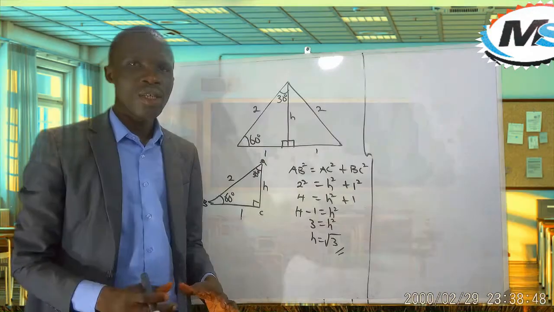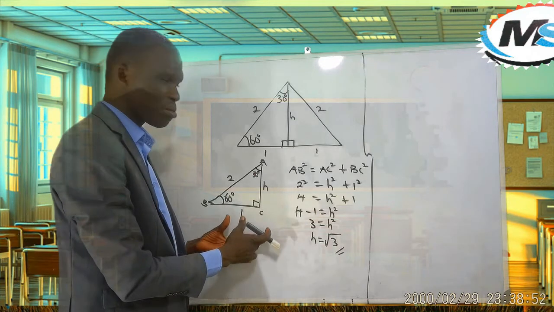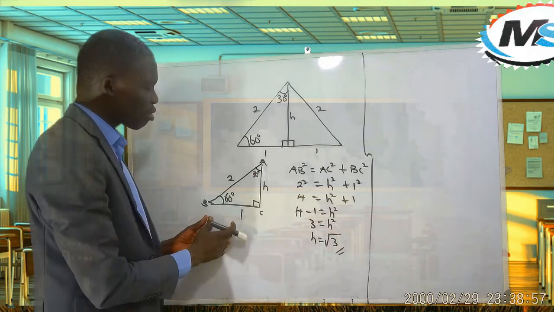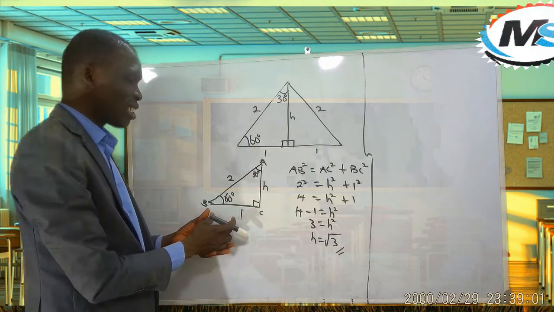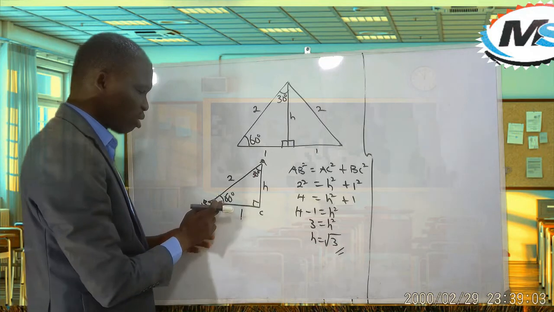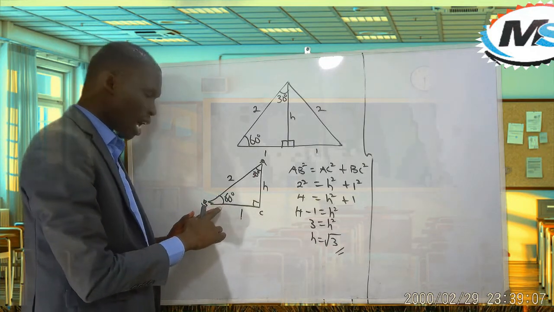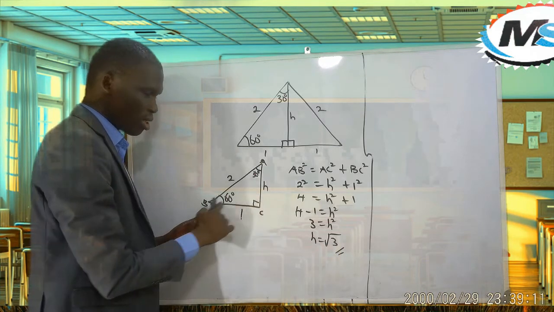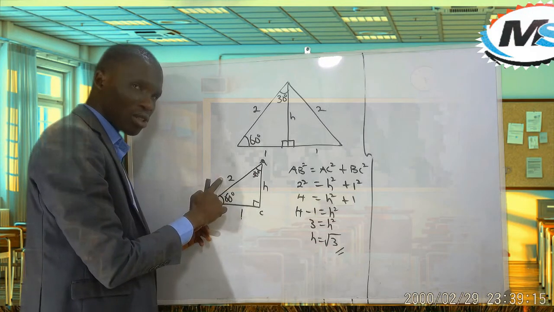Okay class, we are still going to make use of this diagram to find angle 60 degree. To find angle 60 degree, you have to come back here again, and you need to be very careful here because we are considering this angle 60 degree. Considering this angle 60 degree, this is opposite, this is adjacent, and this is hypotenuse.